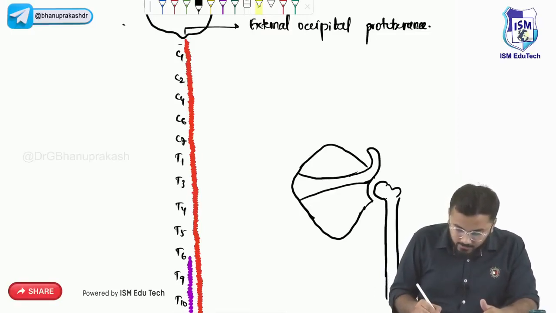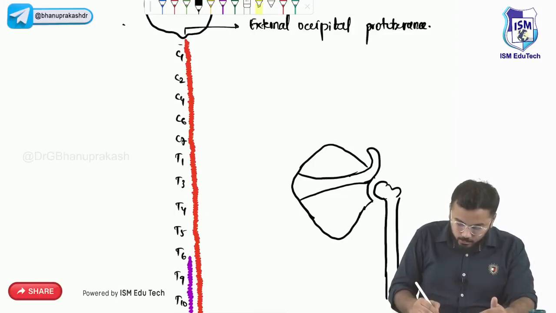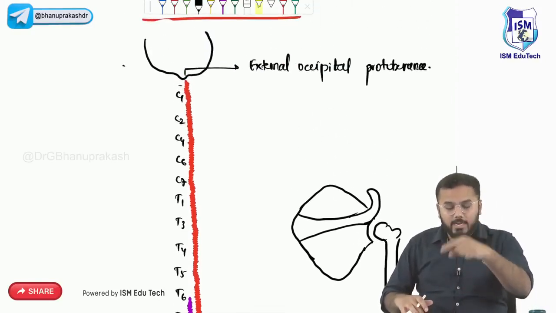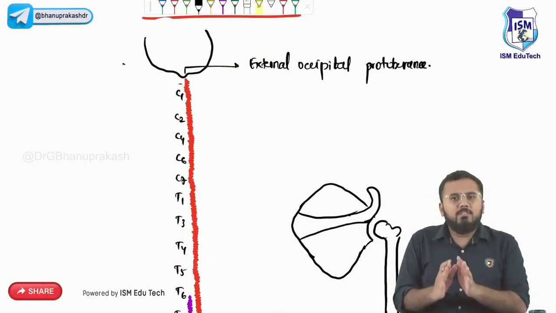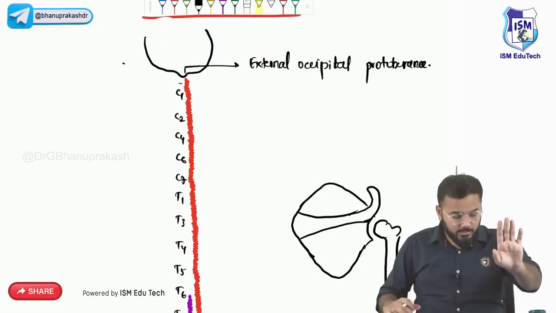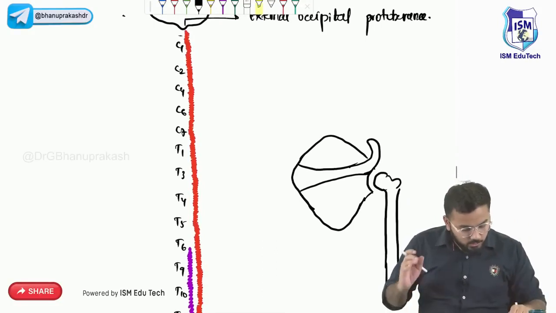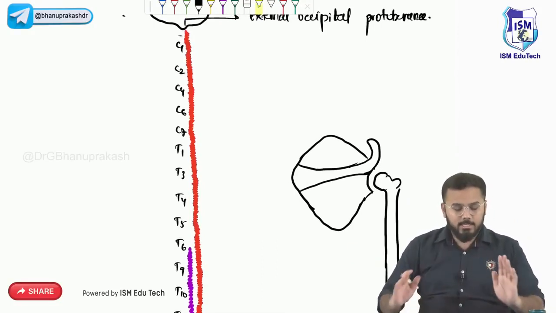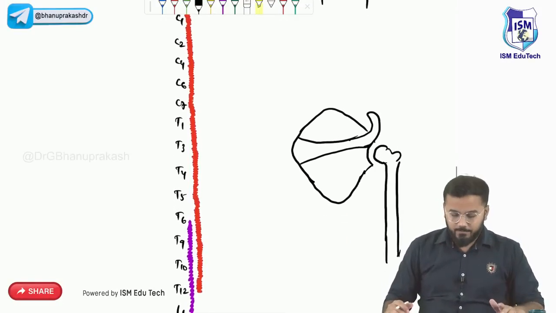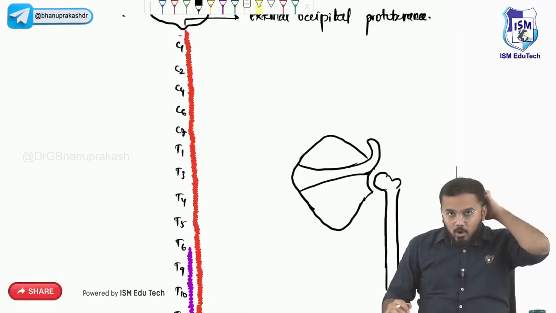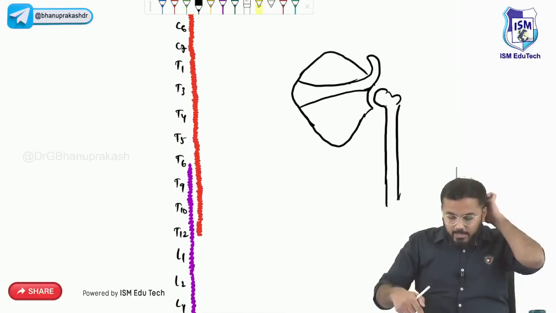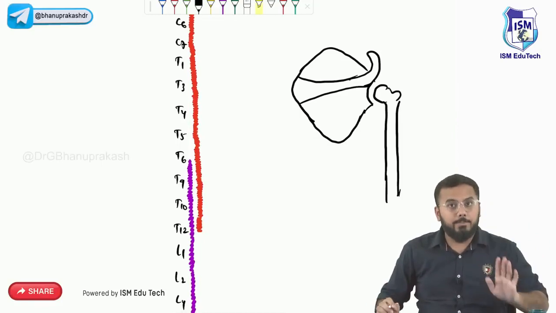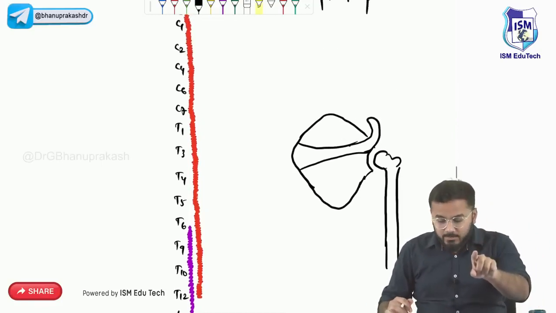So from C1, C2, C3, C4, C5, C6 and all the way till T12, I have drawn a red line there. Now, this muscle which I am drawing right now is your trapezius muscle, right? Yes, Ayesha, this will be recorded. I don't want you to make any notes right now. Just listen to what I am telling because it is very difficult here. All the way from the external occipital protuberance down till T12, we have got a muscle which is originating. This is called the trapezius muscle.